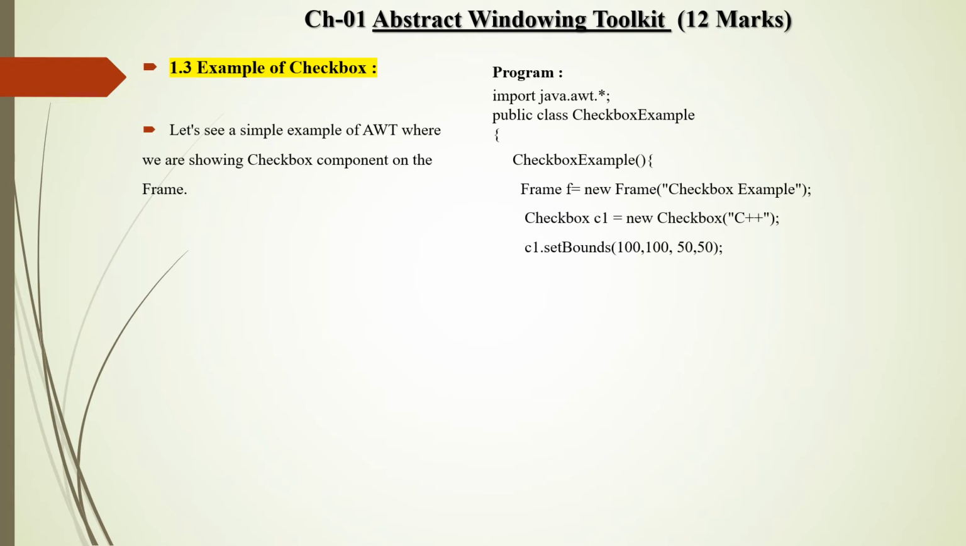Then we set the position of the first checkbox. Then we create another checkbox, that is Checkbox c2 = new Checkbox. Here we use another constructor which has the string Java, and we pass one boolean value true. So this constructor creates one checkbox which is initially checked, and the string is Java. The setBounds method is used to set the position of the second checkbox.